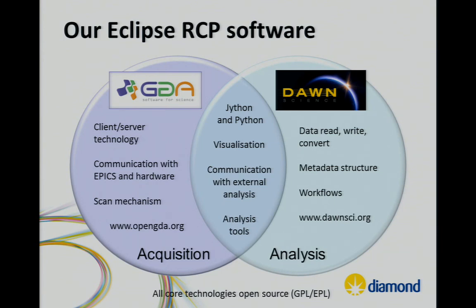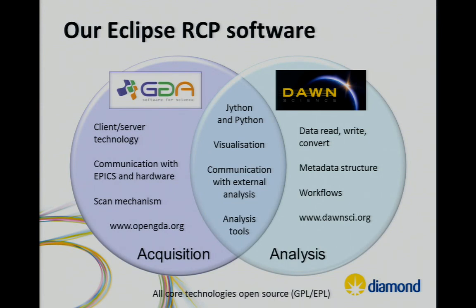So moving on to talk about our Eclipse RCP software. We produce two products at Diamond. One you've already heard about in Tracy's talk earlier, which is Dawn, which is a data analysis workbench. The other one is GDA, which is for data acquisition. So they share these modules in the middle.